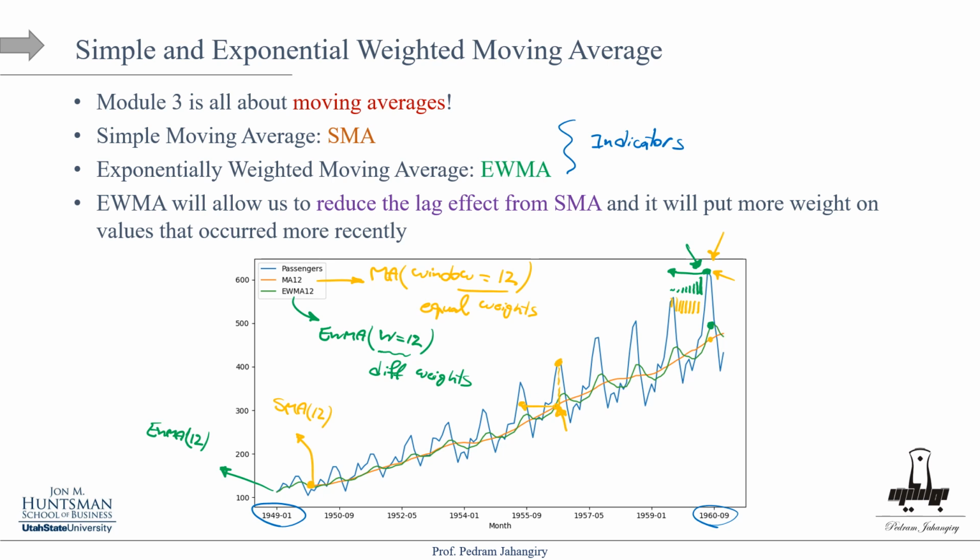I'm taking the average of all these observations, and then the average is small, right? But for exponential weighted moving averages, it's going to give the most weight. Let me use my laser. It's going to give the most weight to this observation. That's why your exponential weighted moving average number is going to be higher. So this basically means that EWMA is reducing the lag effect from SMA.